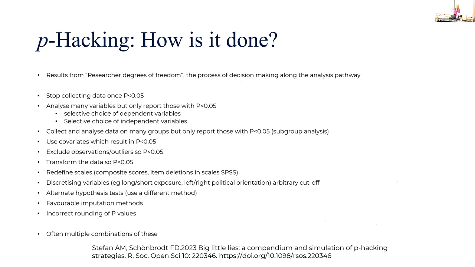So common p-hacking methods include: you keep collecting data until your p-value gets less than 0.05. So you start by looking at 20 participants and your results not statistically significant. So you say, oh, I'll just collect data on another 10. And then it's still not statistically significant, so you get another 10, and then it becomes statistically significant. So you're collecting the data until you get a significant value.